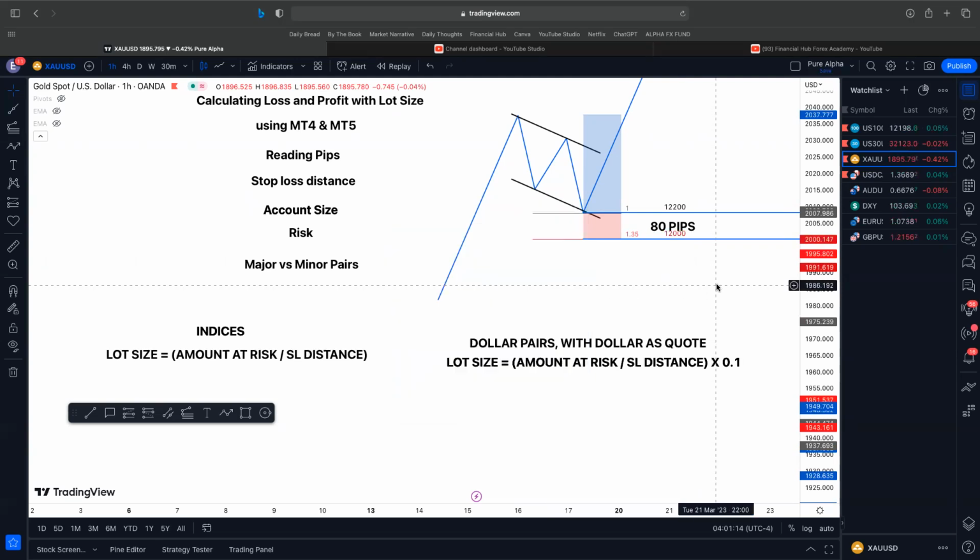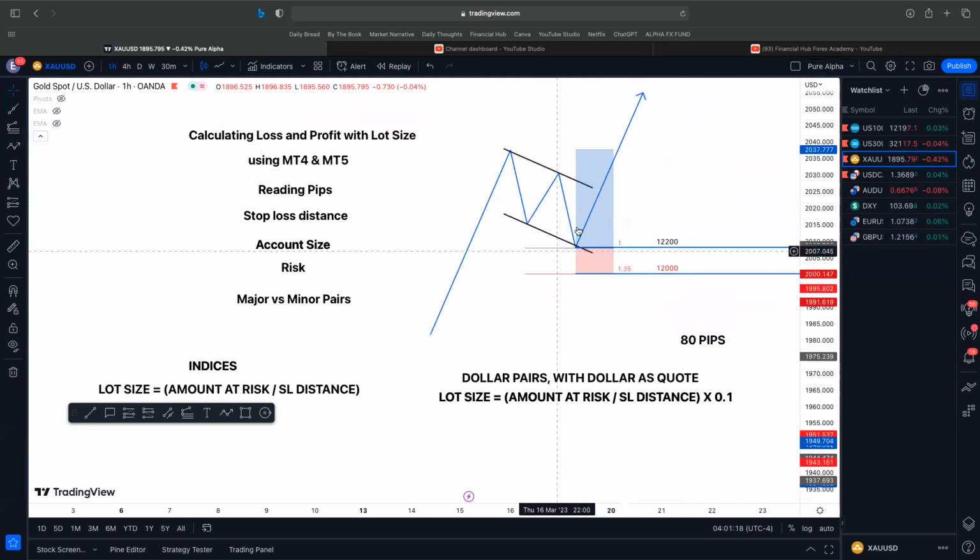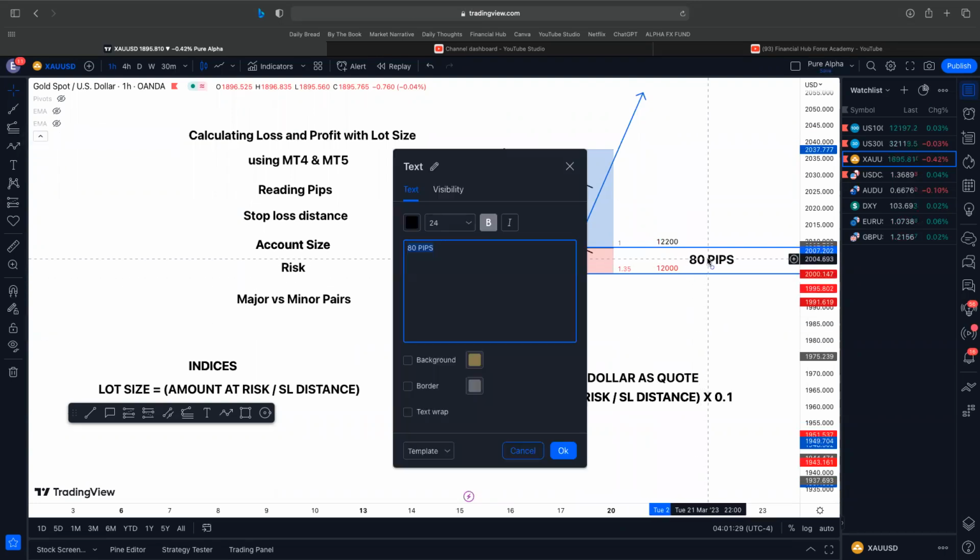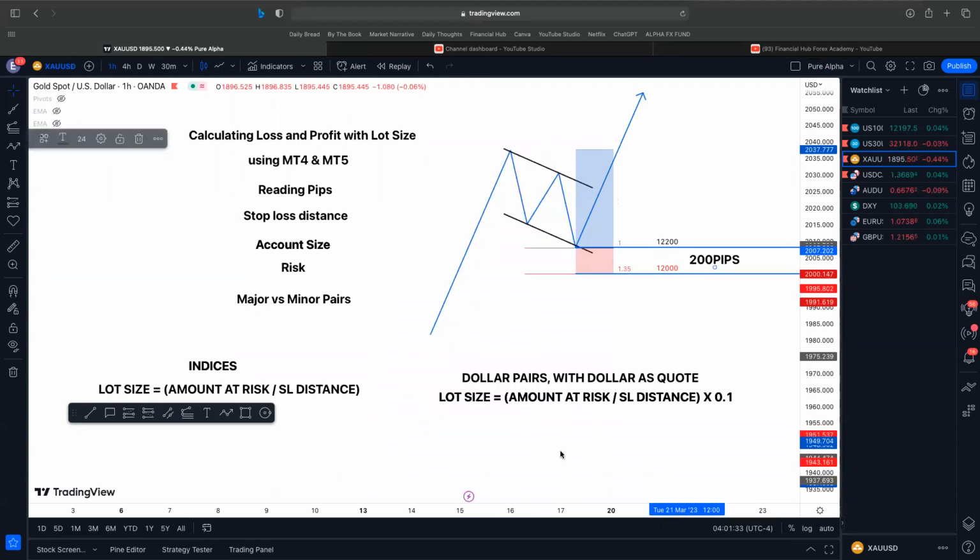Okay, red. So now this is different. Let's say you're trying to enter here. Maybe you have such a pattern, you're looking to enter, your stop loss is here, your target is up there. So this difference, now this is not 80 pips, this is what, 200. Okay, now you're looking for a 200 pip difference.